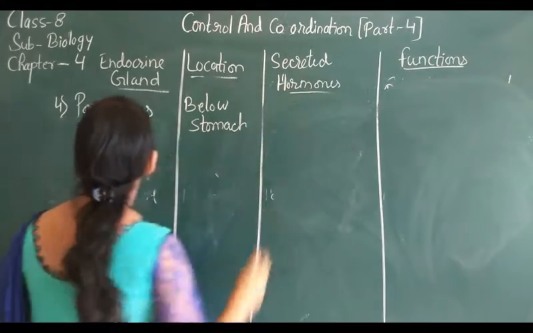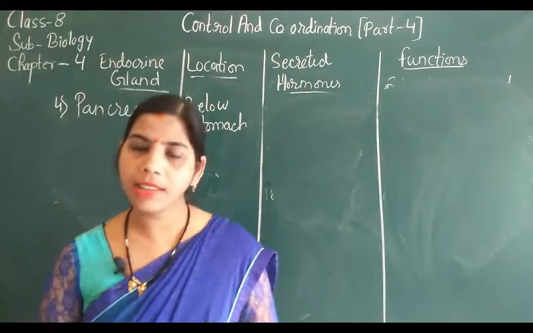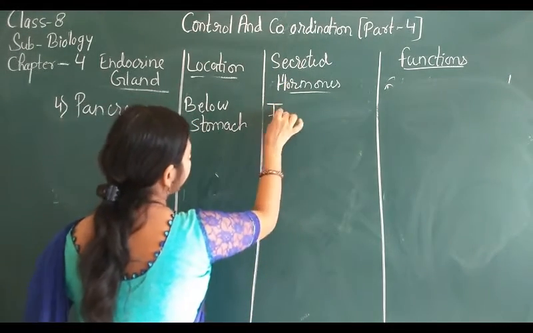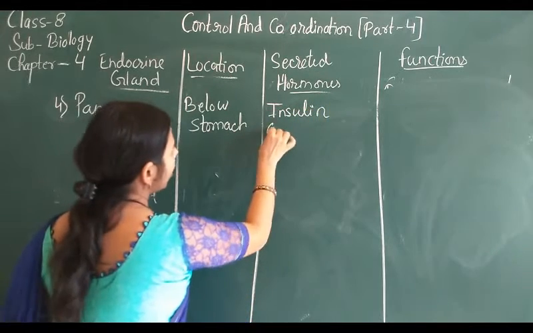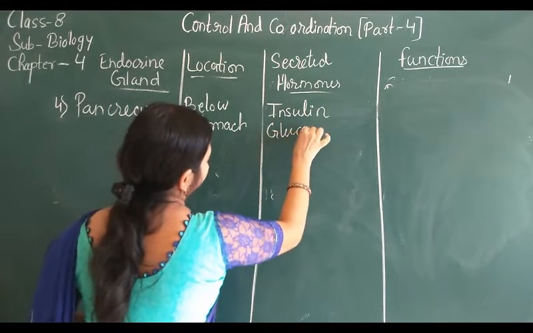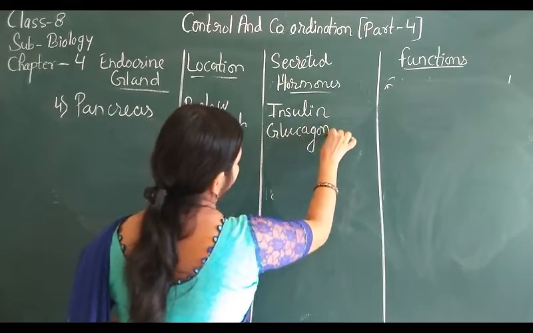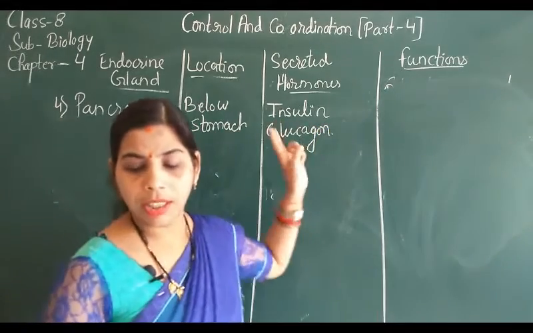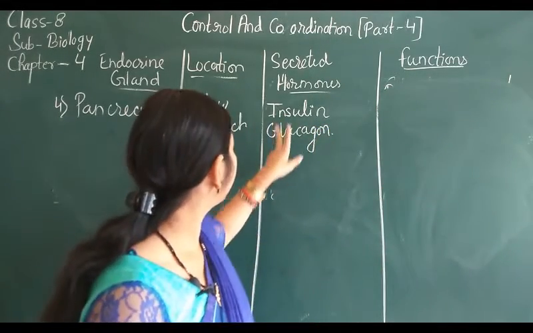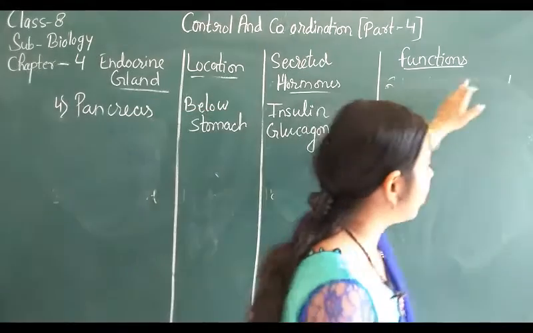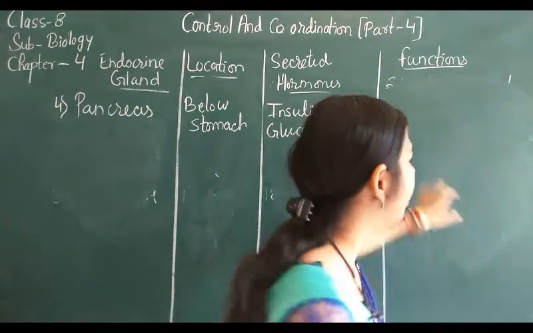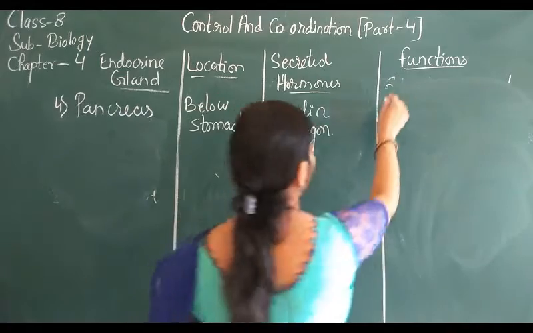Now the hormone secreted by pancreas is insulin. This is the main hormone. The pancreas is also going to secrete glucagon. That means these are two main hormones secreted by the pancreas, insulin and glucagon. And what is their function? Their function is very important because they regulate the blood sugar level.